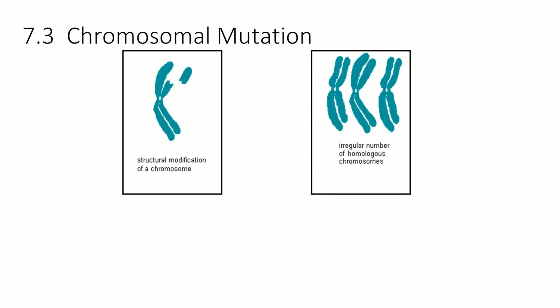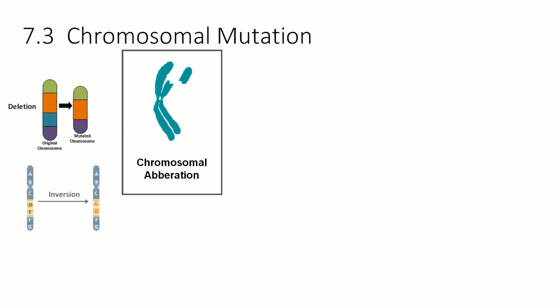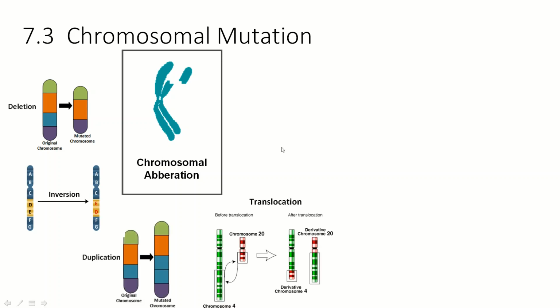So, there are 2 types of chromosomal mutation. It's either changes in chromosome structure, what we call chromosomal aberration, or changes in the chromosome number. We are going to be focusing on chromosomal aberration, changes in chromosomal structure. There are 4 types of chromosomal aberration: deletion, inversion, duplication, and also translocation.